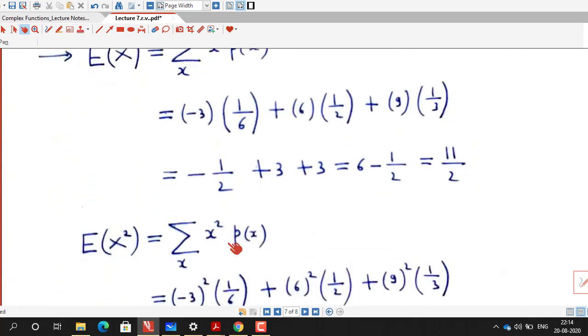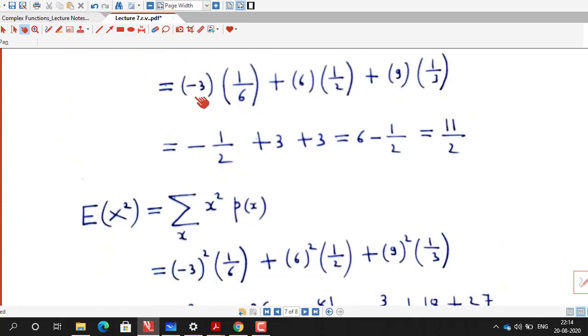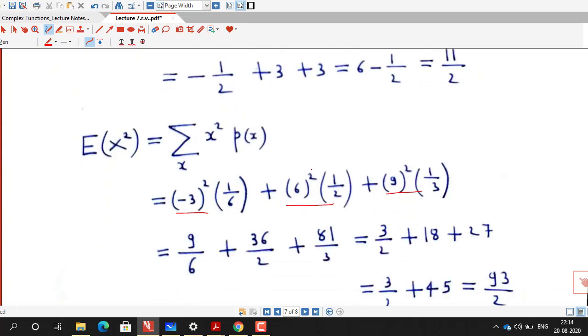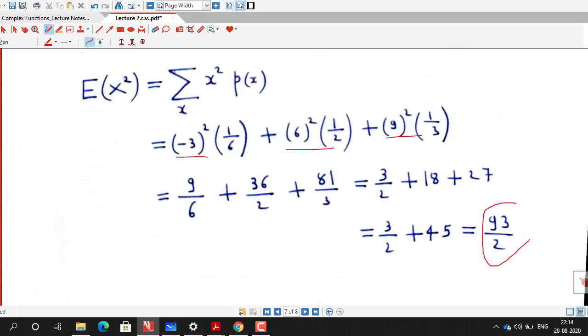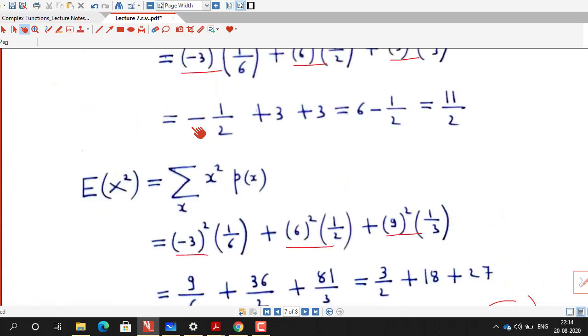Similarly, expected value of X square is summation x square into p of x. So here I have to take squares. These are the values of x: minus 3, 6, 9. So instead of minus 3, 6, 9, I will write minus 3 square, 6 square, 9 square, and the corresponding probabilities are as they are. If I simplify, I will obtain 93 by 2. I am not going through the calculation part.